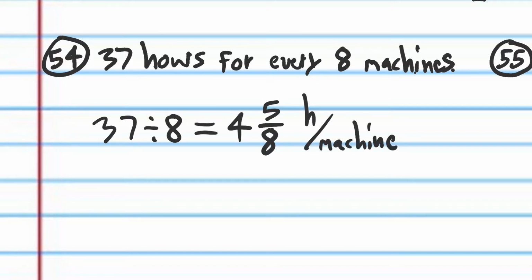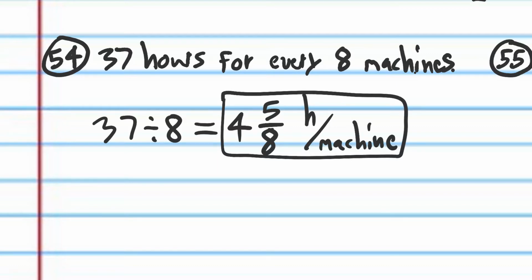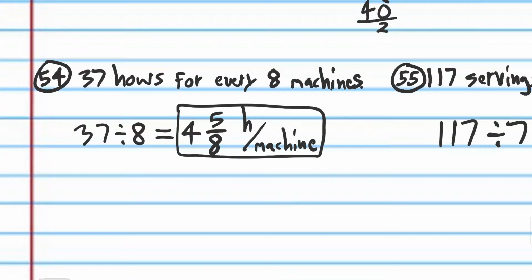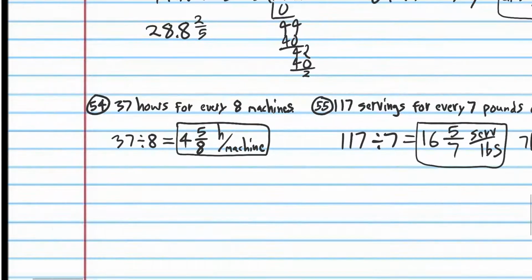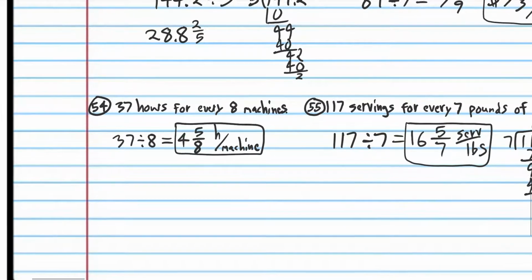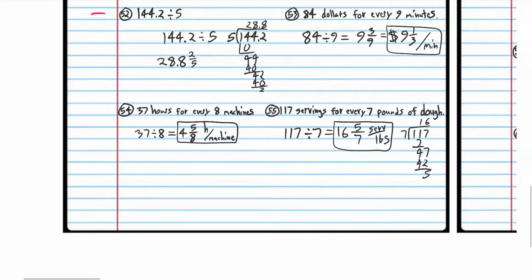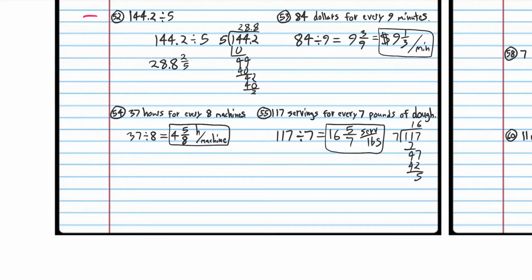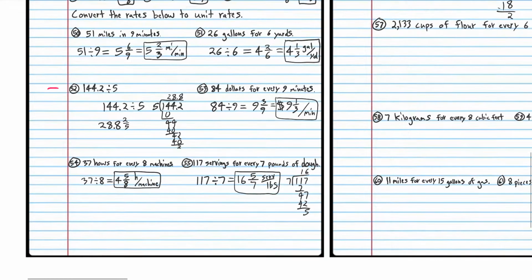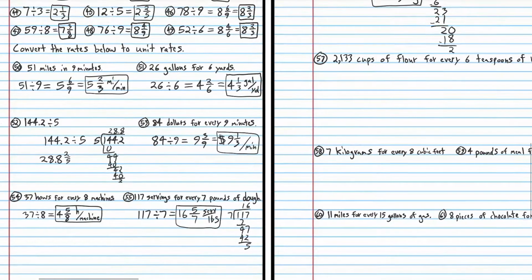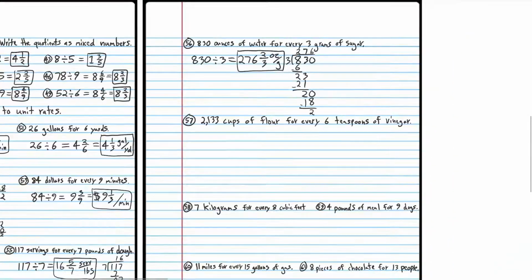We don't really have an abbreviation for machine, so we can just spell out machine. But H is the abbreviation for hours. It's used in math and science. All right. It's probably best just to spell out hours, though. So if you got 4 5/8 hours per machine, good job. That means 4 5/8 hours for one machine. That's how many hours it takes to build one machine, or do whatever you're going to do with the machine.